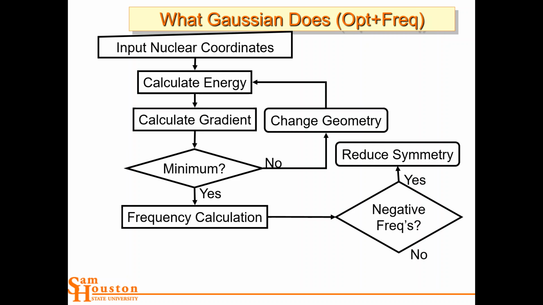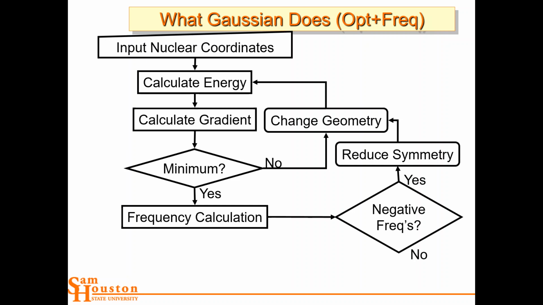So eclipsed is D3H, staggered is D3D. You change the symmetry, you break that symmetry a little bit, and now it's D3 and it can roll downhill and find the D3D structure. So you reduce the symmetry, which is a change in the geometry, which means you start over. Okay, do the geometry again and again and again.